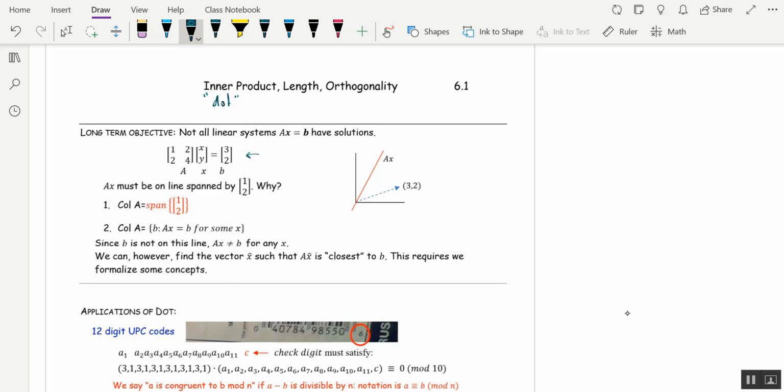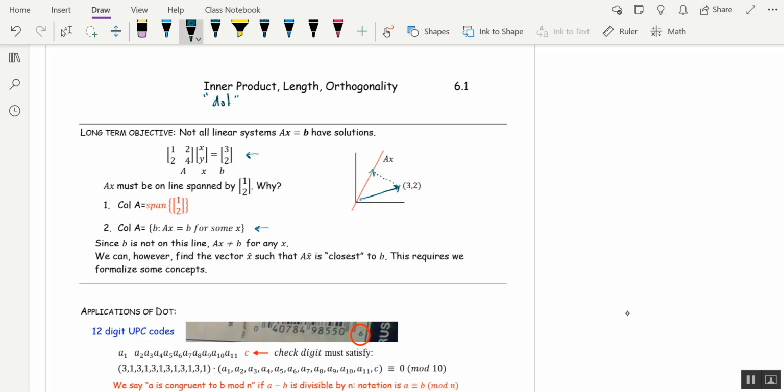Col A is spanned by the single vector (1, 2), because the second column of A is simply a multiple of the first column. At the same time, Col A is the set of all b such that Ax equals b for some x. Well, if b is over here, not lying on the line spanned by (1, 2), then Ax equals b has no solution. However, can we find an x such that, if we have to stay on this line, we can still be as close as possible to the vector b?